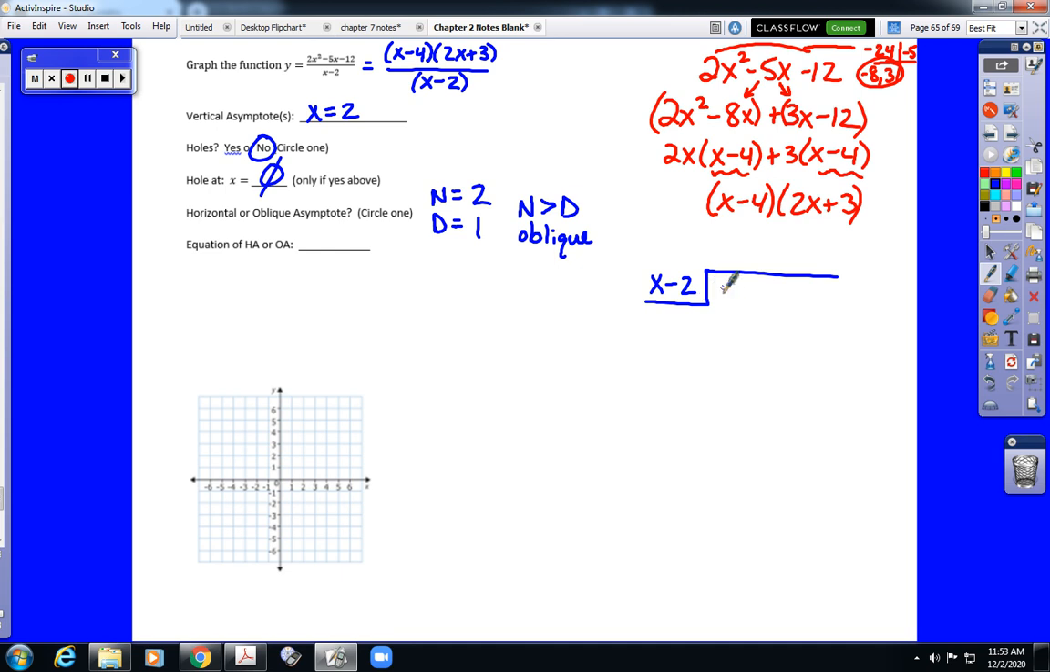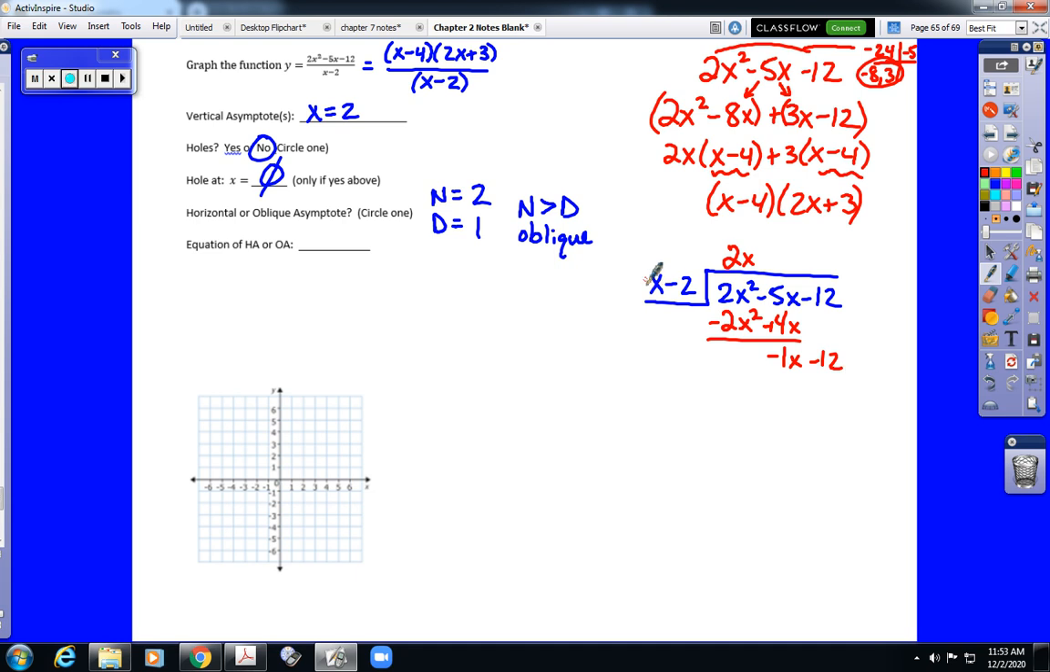x minus 2 is dividing the numerator 2x squared minus 5x minus 12. x times 2x would give us our 2x squared. 2x times negative 2 is negative 4x. Draw the line, change both signs, add down. That would give us negative 1x minus 12.